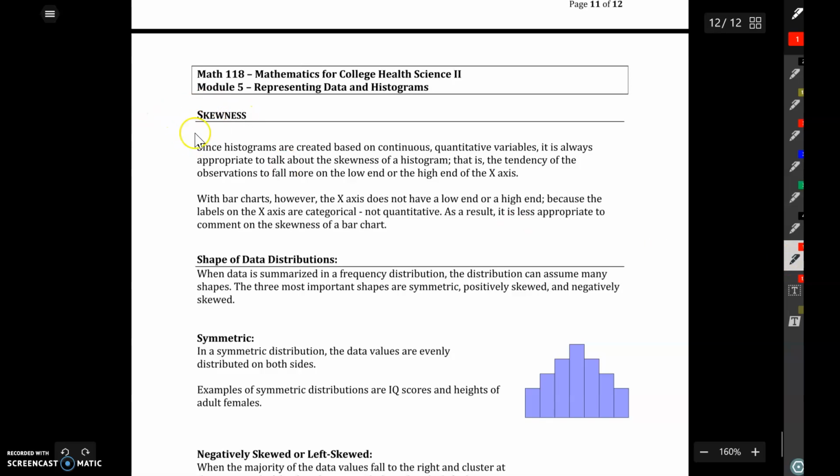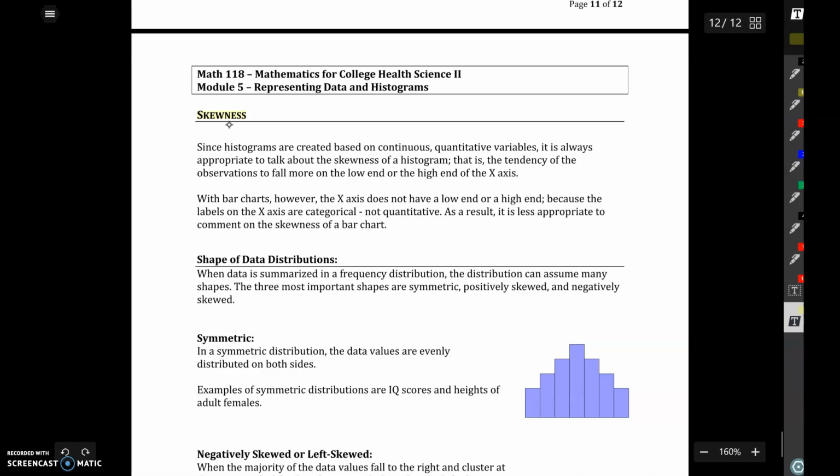This final video is going to introduce the terminology necessary to understand skewness in data sets. We're going to start talking about this today, but the terminology is going to come up again over the rest of the semester. So skewness talks about where our data is concentrated on a continuum.